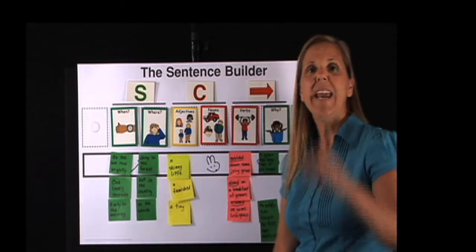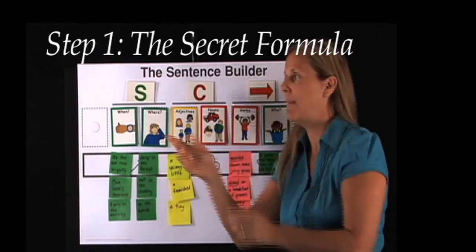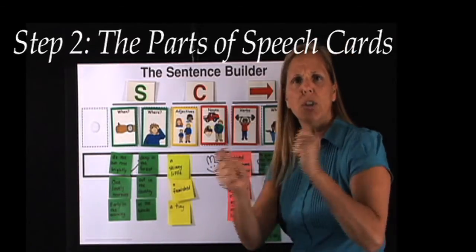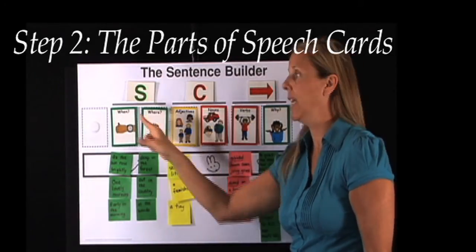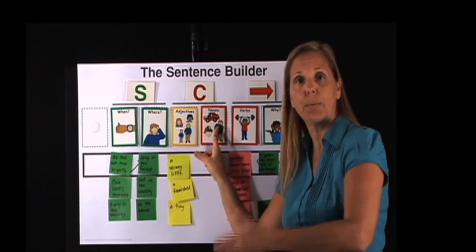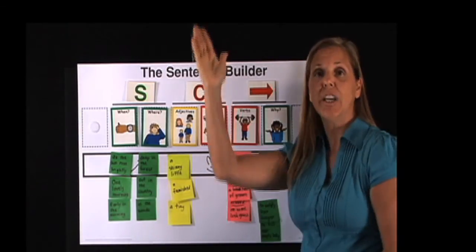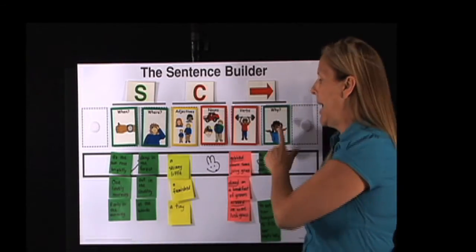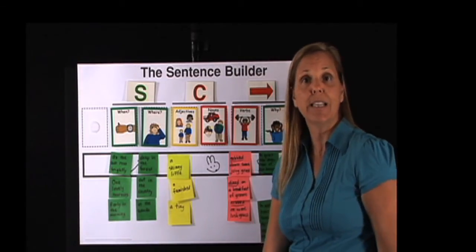Let's review. We had 5 steps for our sentence builder. Step 1, secret formula time. SC arrow, setting character action. Step 2, parts of speech cards. Add the parts of speech that represent each part of our secret formula. Setting, when, where. Character, noun, who is in our story, person or an animal. Then we're adding an adjective because we should describe our noun. And then action, we're adding our verb card. What's our character doing at the beginning of the story? We even went back and added a why to make our opening a little bit more sophisticated to explain why they were doing this action.